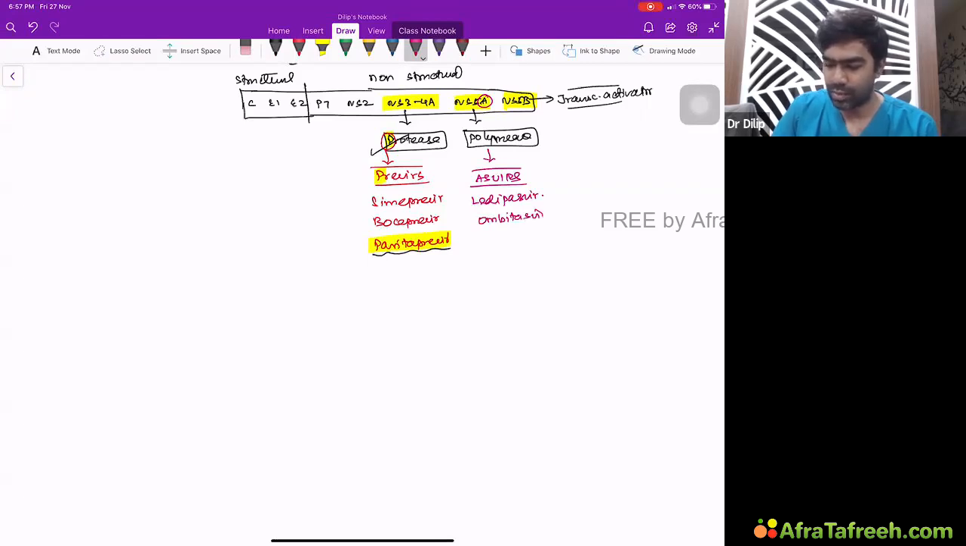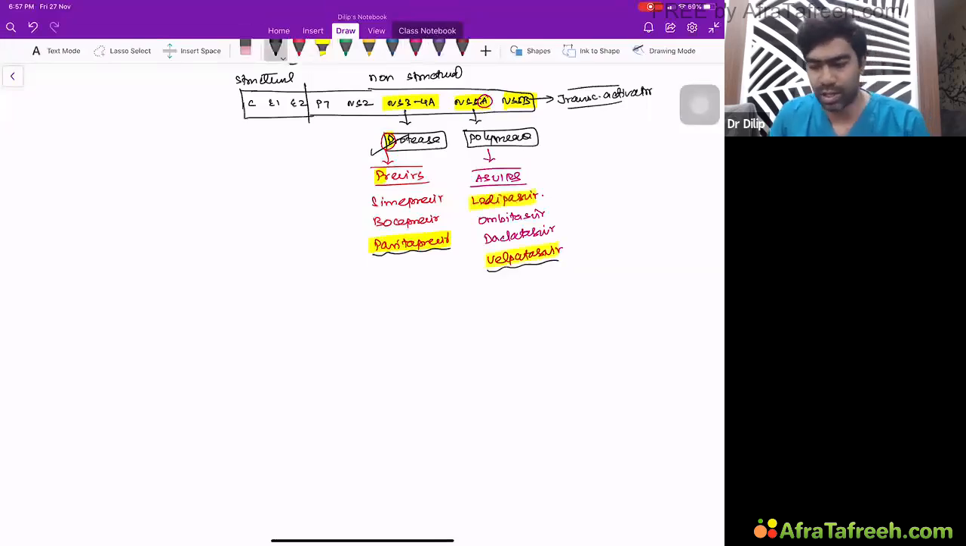Then we have daclatasvir, very effective drugs. Then we have velpatasvir, and many new drugs are coming up. So I'm just telling some examples. And again, velpatasvir is a pan-genotypic drug, which is effective for all genotypes, a very commonly used drug. In this, ledipasvir and velpatasvir are very commonly used in Indian regimens.